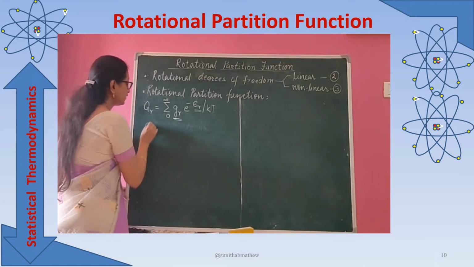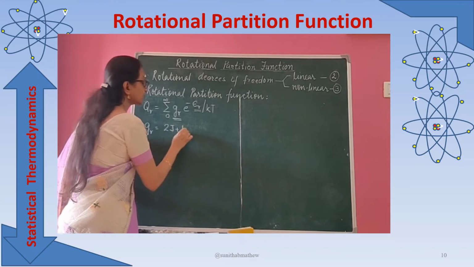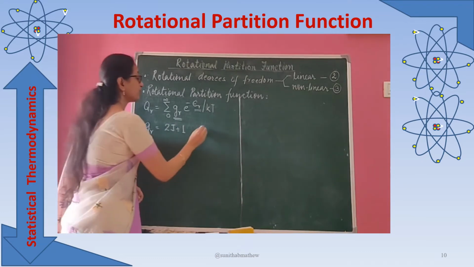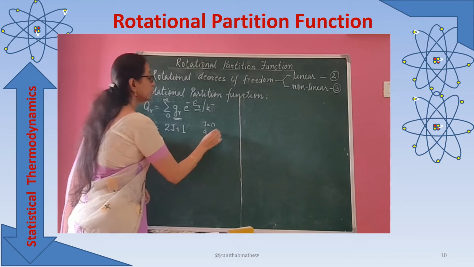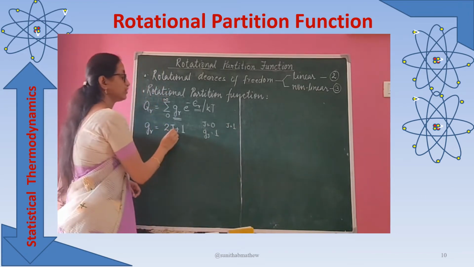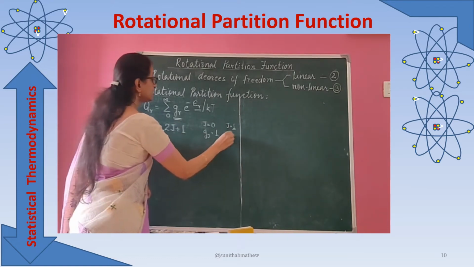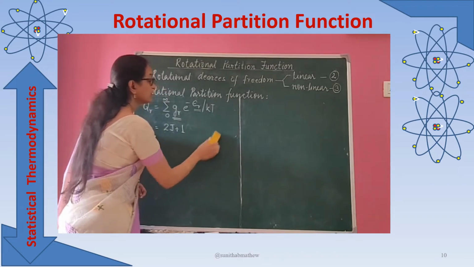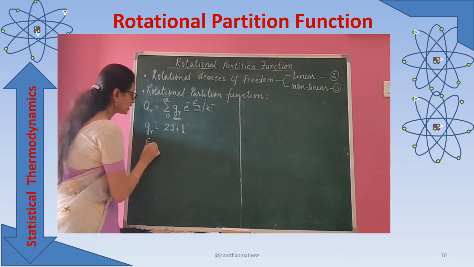So let us see. The statistical weight factor for rotational energy level is given by 2J plus 1. That means the degeneracy of rotational energy level depends upon J, the rotational quantum number. For example, if J is equal to 0, then the degeneracy will be 2 into 0 plus 1, that is 1. If J is equal to 1, the degeneracy will be 2 into 1 plus 1, and accordingly the degeneracy will be 3. So you see that we can find the degeneracy of the rotational energy level just by using the formula 2J plus 1. Now let's see what is the rotational energy level.